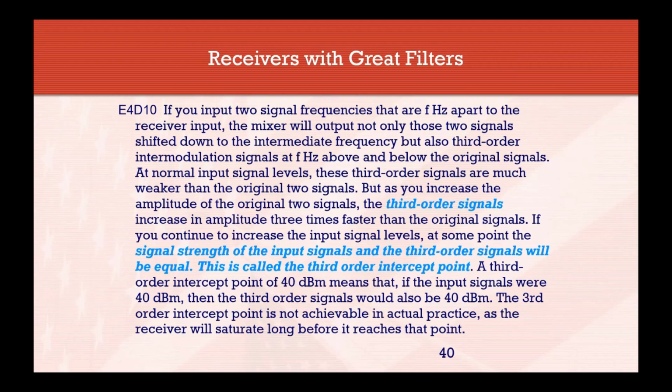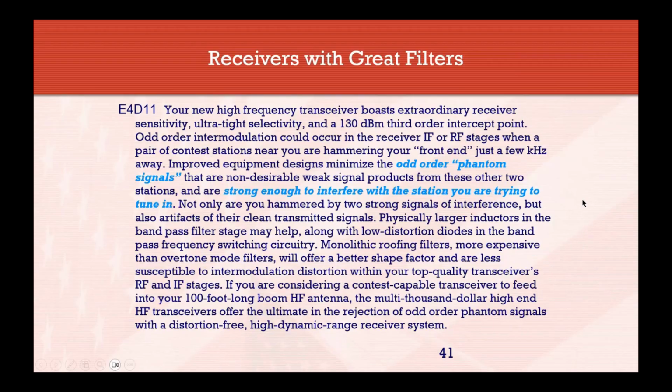The third-order intercept point is a hypothetical place that you don't ever reach, but it's there for measuring purposes. The last sentence, that the third-order intercept point is not achievable in actual practice, is correct. The receiver will saturate long before it gets there. That is, it'll be swamped by whatever the signals are that are coming in. Okay. Let's see, this receiver has a 130 dBm third-order intercept point. That is, it will deal with some strong signals.